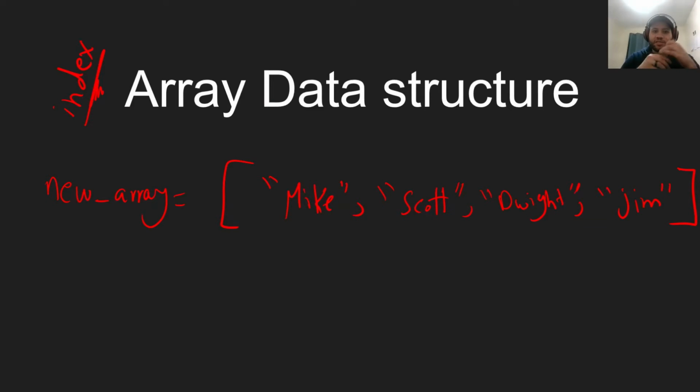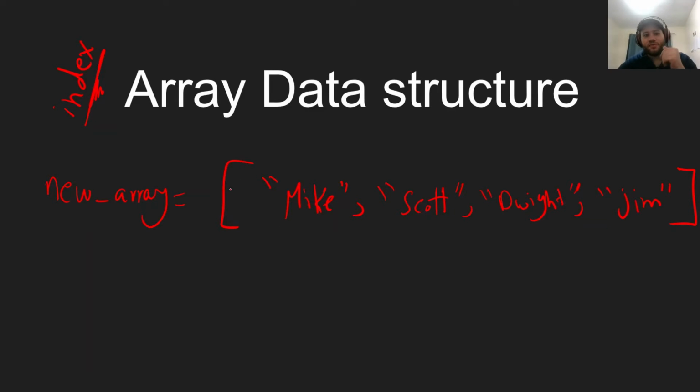In this video, we're going to continue our talk about array data structures, and we're going to talk about how to access them rather than how to create them. So, we have an array here. It's called new array, and it has names of people from the office. So we have Mike, we have Scott, we have Dwight, and we have Jim.